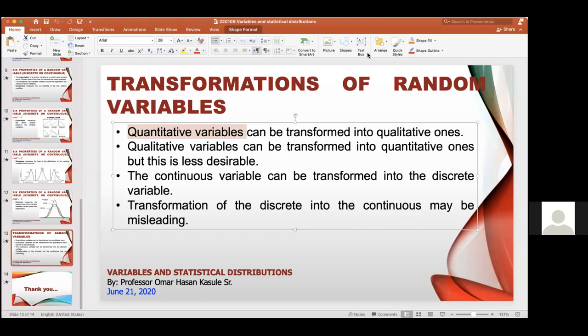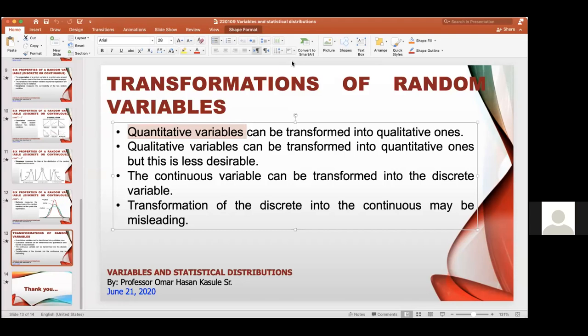Qualitative ones are descriptive. There are also types. There is the nominal, when you just describe. There is the ordinal, when you describe with an implied sense of ordering. One is above the other. And rank has to do with competition. Who comes first, who comes second, who comes third.